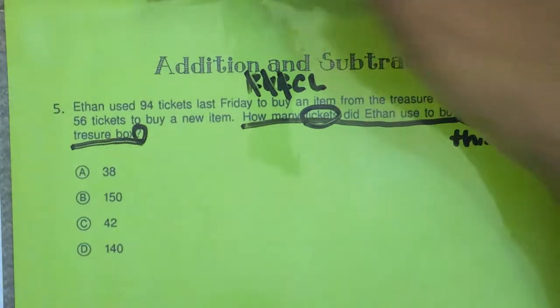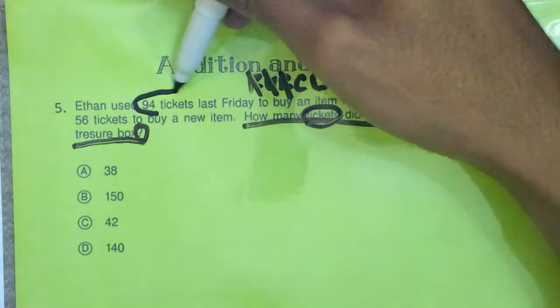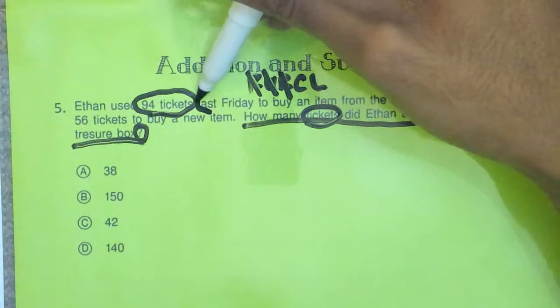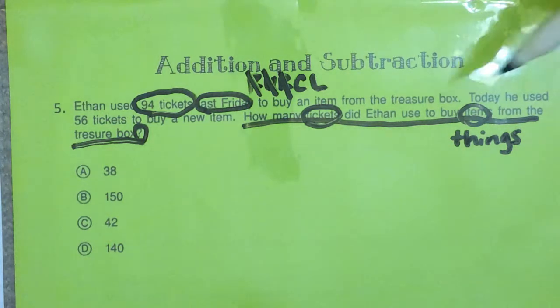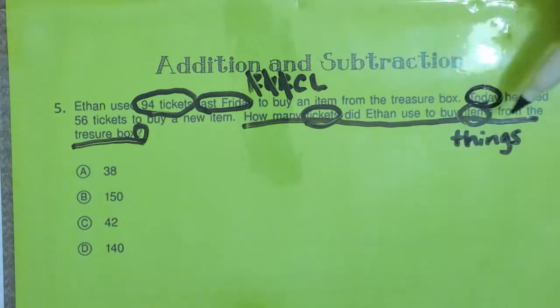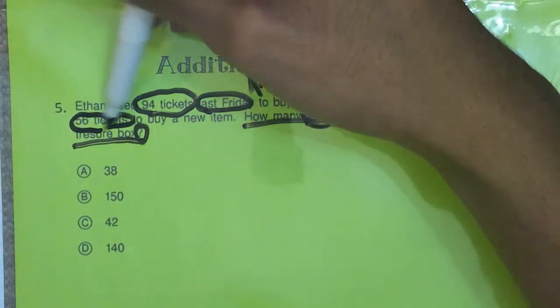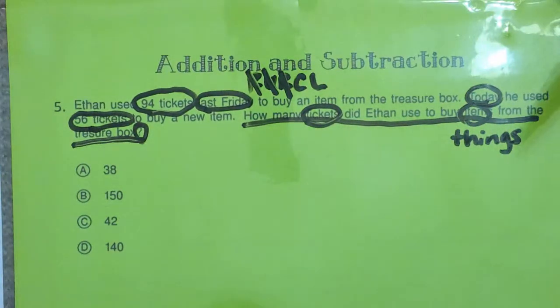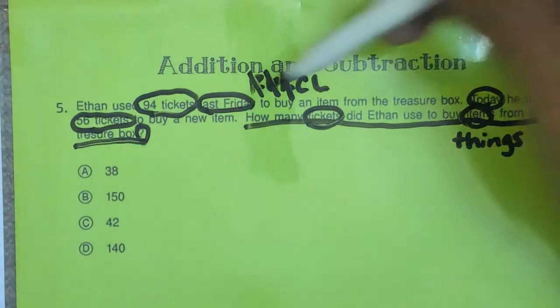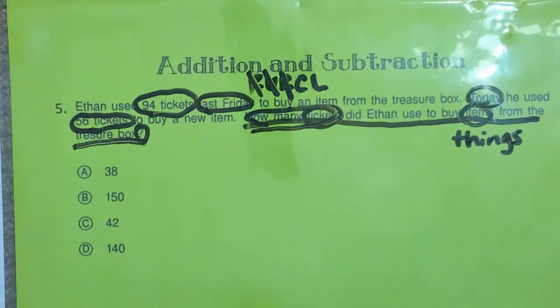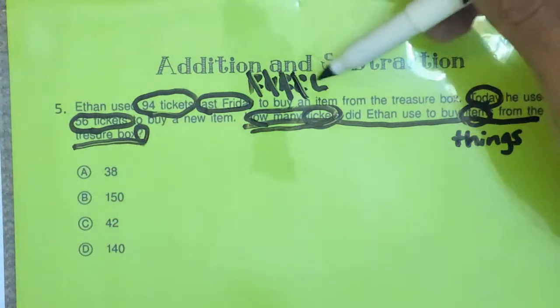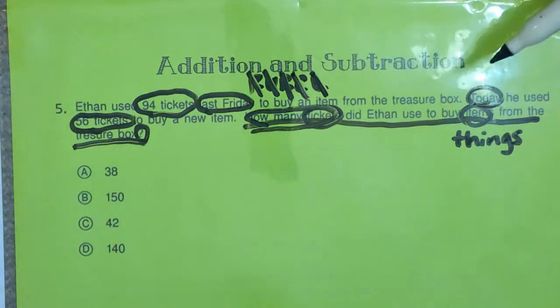So it started with him using 94 tickets last Friday to buy something from the treasure box. And then today he used 56 tickets to buy something new. So we need to figure out how many tickets Ethan used to buy things from the treasure box. So let's cross off the C and the L because we already labeled.